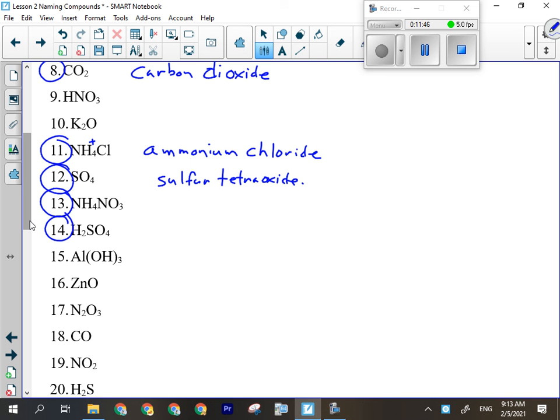Okay. Number 13, we got another one that has ammonium in it. So we know that this is an ionic compound because it's got two polyatomic ions in it. So we follow the ionic naming rules, which is write the metal, in this case ammonium, and then write the non-metal, in this case nitrate. And remember, with polyatomic ions, we don't change their endings back to "ide." We write them as they appear in the chart.